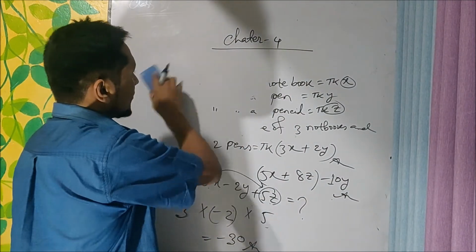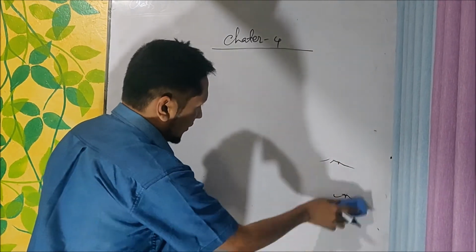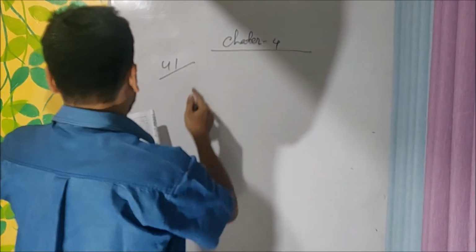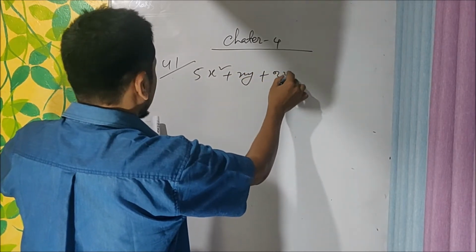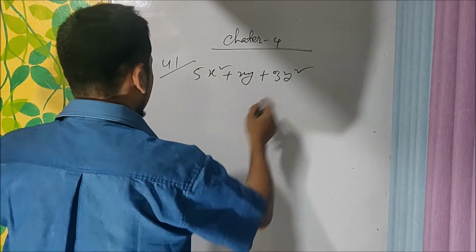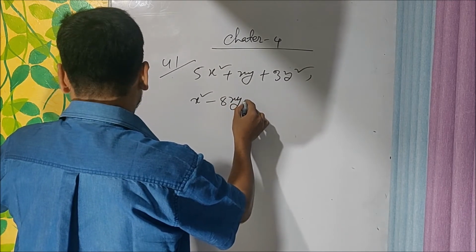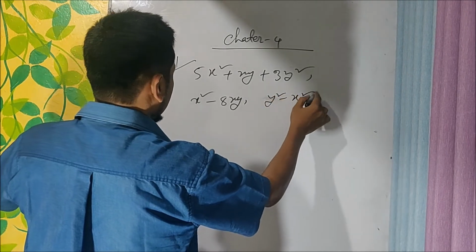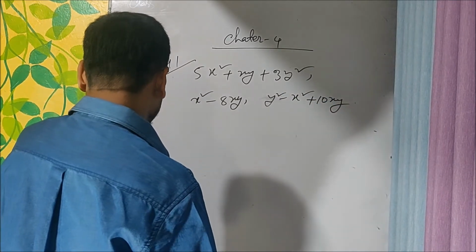Okay, so let us solve another one. The question now is 41. 41 is another important math in your textbook. Here 3 expressions are given. I am writing the expressions. The first expression is 5x square plus xy plus 3y square, another expression is x square minus 8xy, and the third expression is y square minus x square plus 10xy.